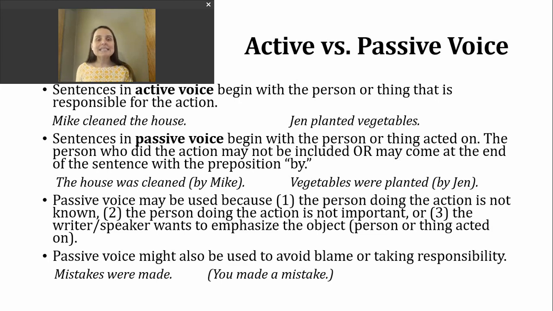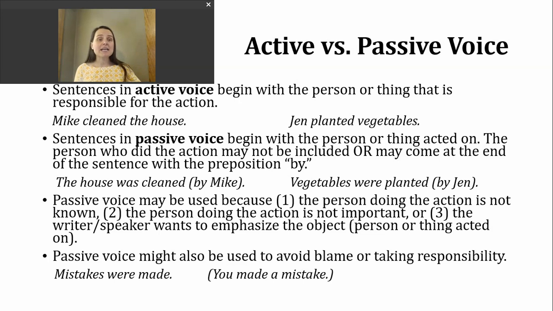If we have a sentence in passive voice, though, it is going to begin with the person or the thing that receives the action or that is acted on. The person who did the action, who's responsible for the action, may not be included, or that person may come at the end of a sentence, and their name will come after the preposition by.